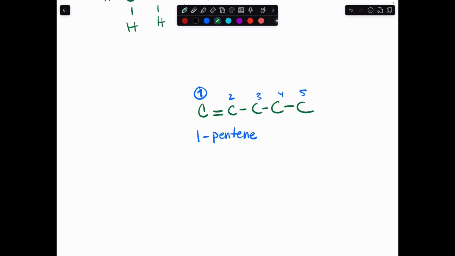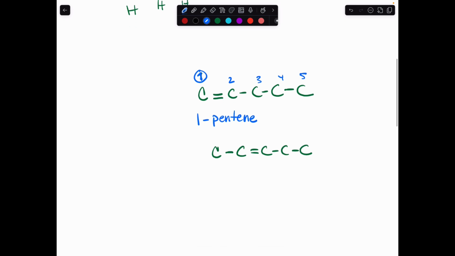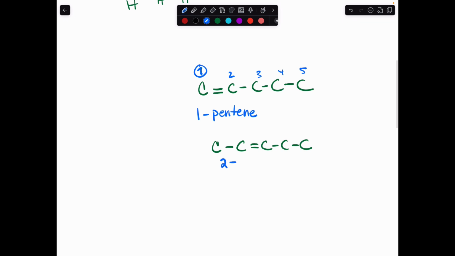But if the double bond is in the 2 position, that is a different molecule. It has exactly the same atoms, exactly the same number of valence electrons, but it's an entirely different molecule because the double bond is in a different place. It has different, maybe similar, but different physical properties and chemical properties, and it will behave differently in different reactions. But now I name that as 2-pentene because it's in the 1, 2, 3, 4, 5. It's on the 2 carbon.